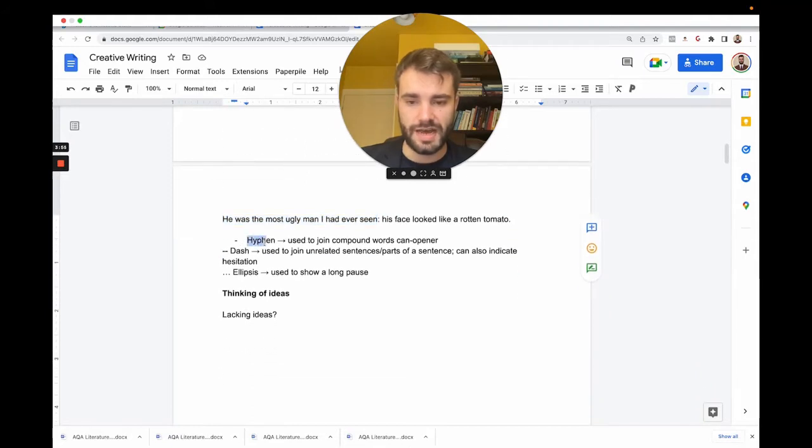You can also use a hyphen. A hyphen is one line, which joins together two words. A dash is longer, and you join random or unrelated things together. An ellipsis is the 3 dots used to show a long pause.